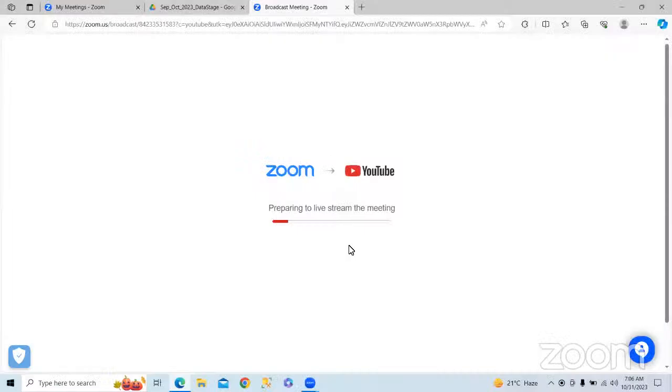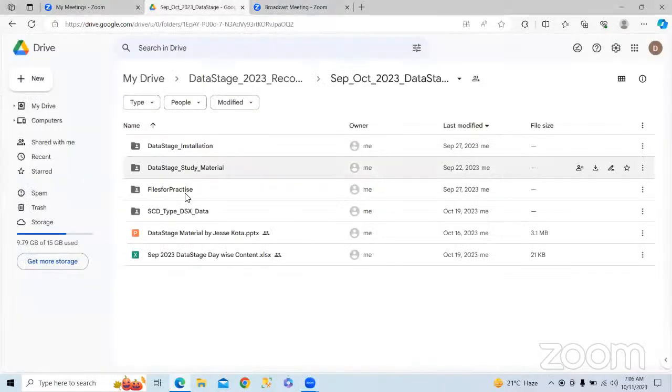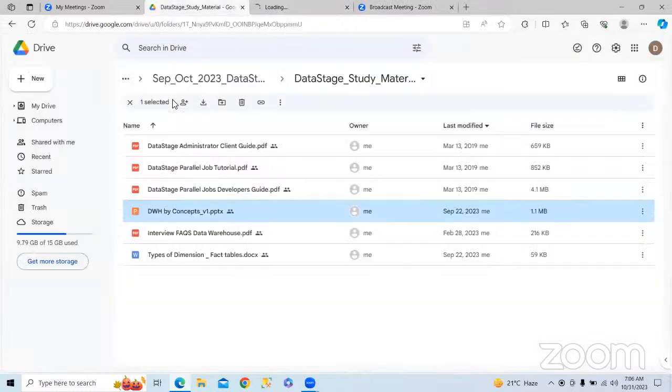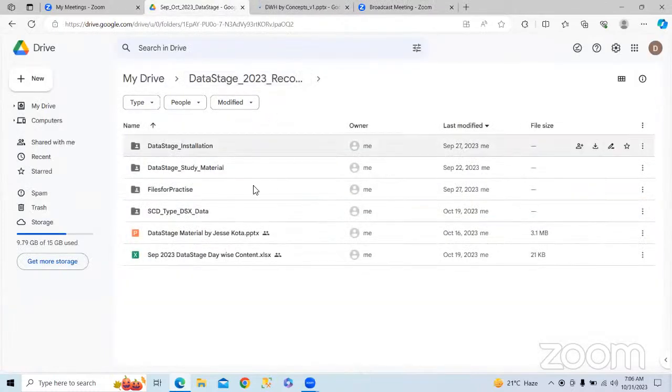Okay. So this is our first session, and in this first session, we'll discuss data origin concepts. I'll be providing access to all this study material.